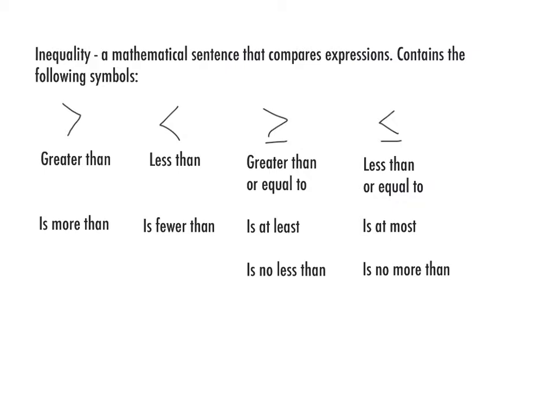I like to remember less than is pointing that direction, because if you take that and just spin it, there, it kind of creates an L, right? And if we say "is fewer than," we're getting at less than. Greater than or equal to is just like the greater than, but it has this little sign under it, and that means greater than or equal to. "Is at least" or "is no less than" often come along with that sign. And then less than or equal to, and then we have "is at most" and "is no more than" that often come along with that.